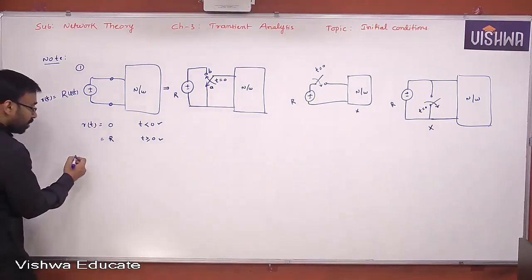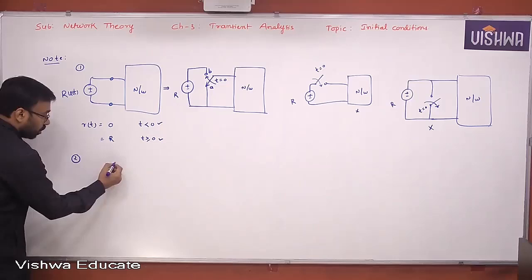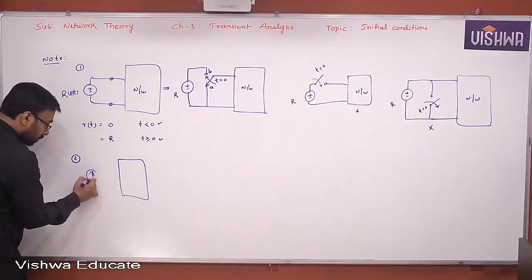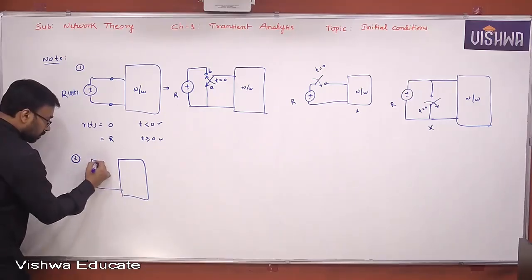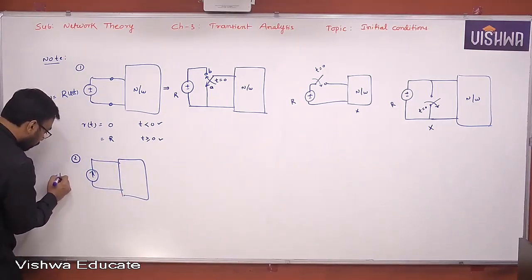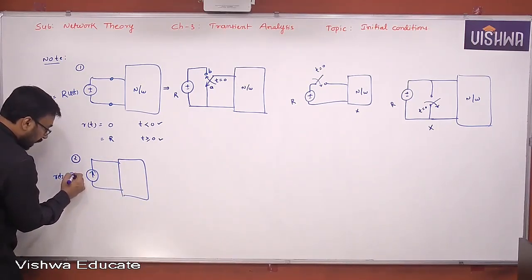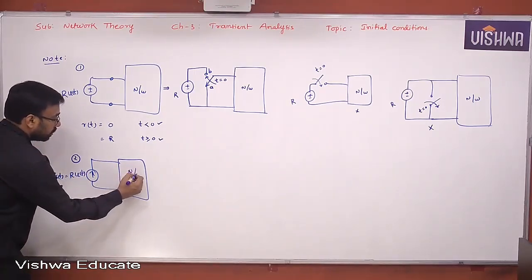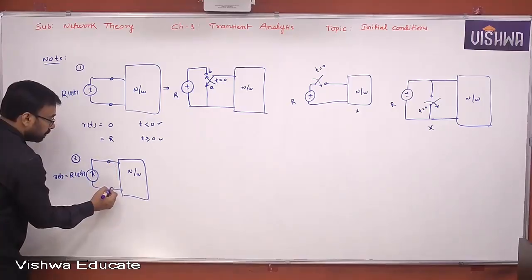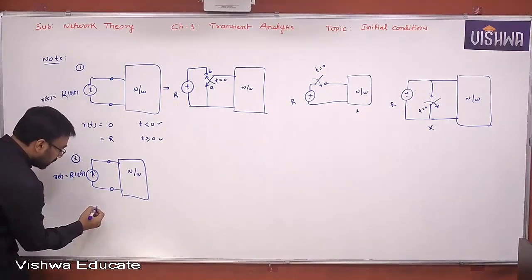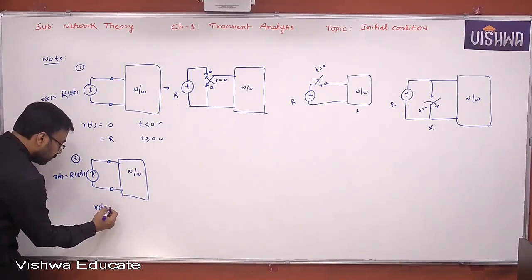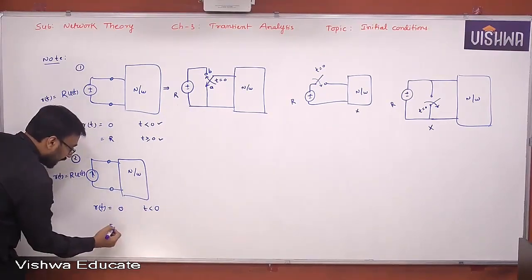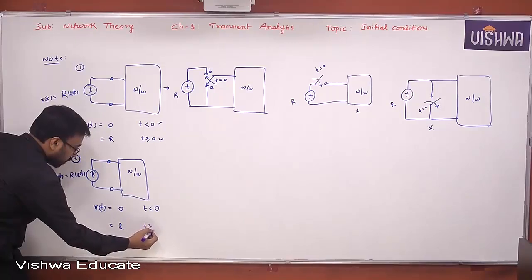Similarly, now you can do a current source. R is equal to capital R U of t, is a network. R of t is equal to, what is this now? 0 for t less than 0. Capital R for t greater than or equal to 0.